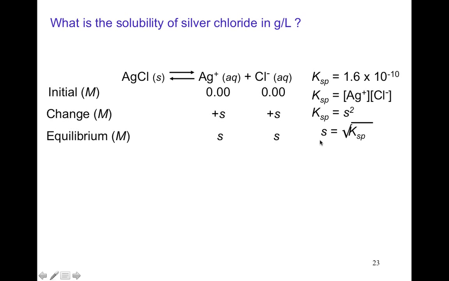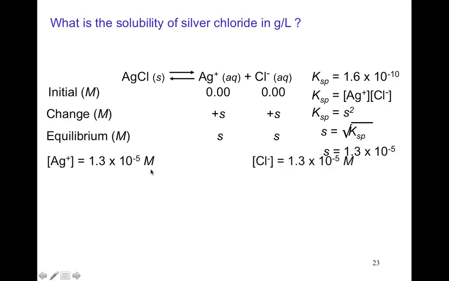So we say S is equal to the square root of KSP, so we take the square root of 1.6 times 10 to the negative 10, we get 1.3 times 10 to the negative 5, which means that the concentration of silver at equilibrium is 1.3 times 10 to the negative 5. Concentration of chlorine at equilibrium is the same.